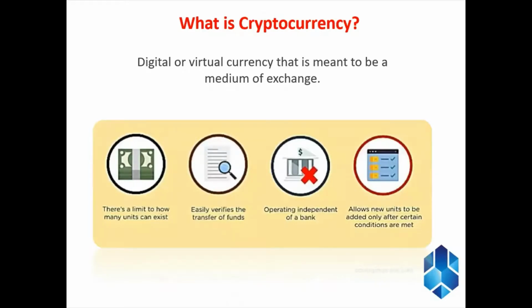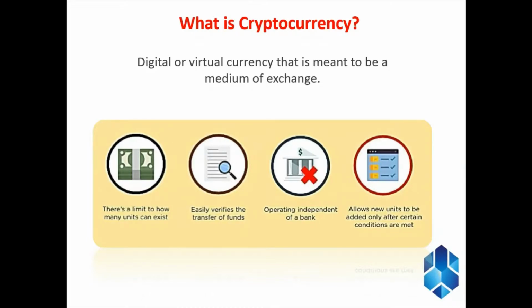Now the question can be asked, what is cryptocurrency? It's a digital or virtual currency that's meant to be a medium of exchange. So it's quite similar to the real world currency, except it doesn't have any physical embodiment. It uses cryptography to work. And we'll talk about cryptography in a little bit.